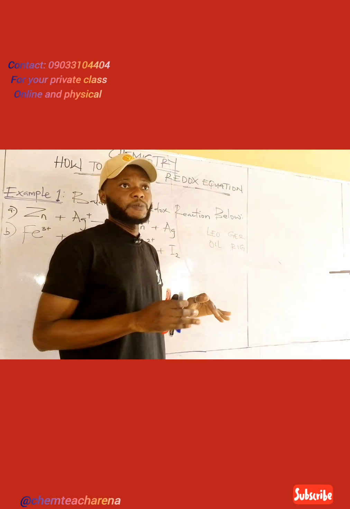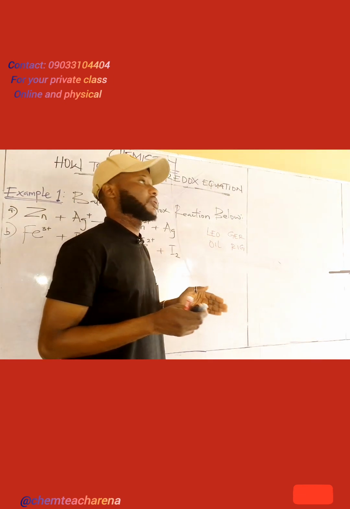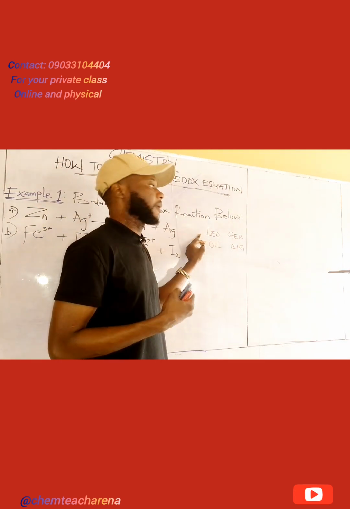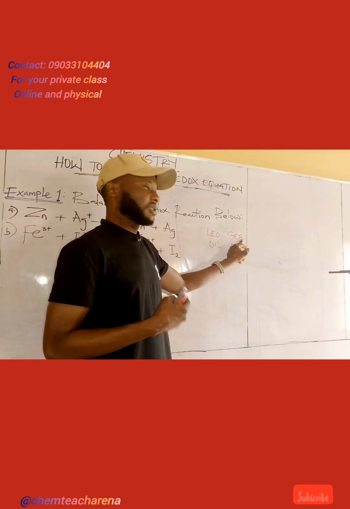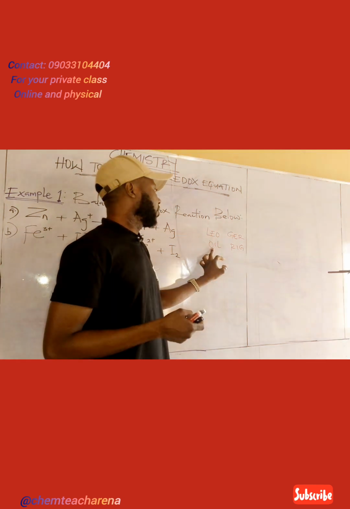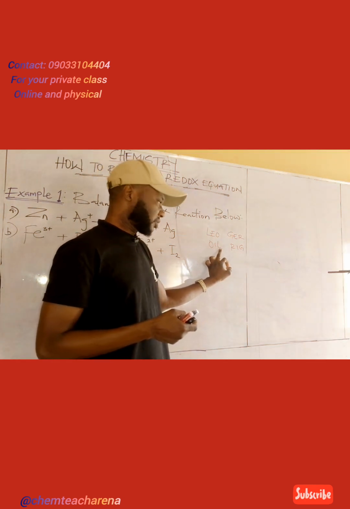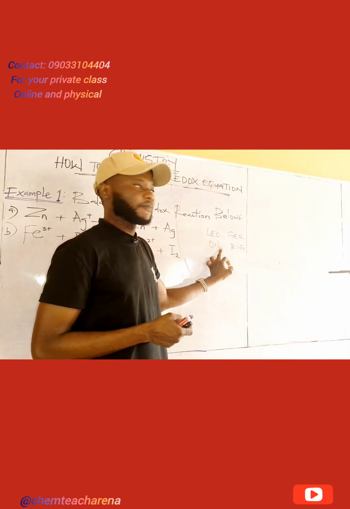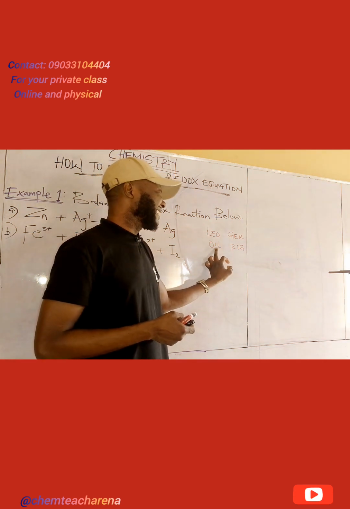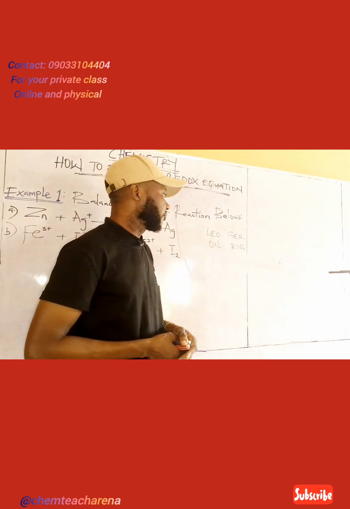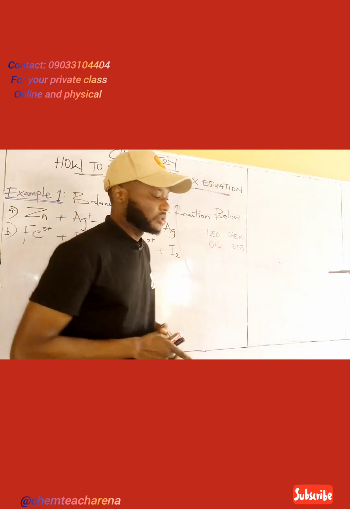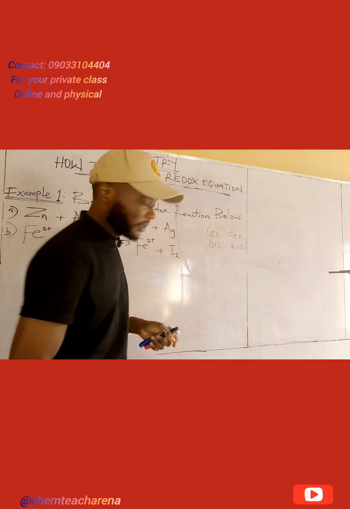If you are asked in an exam to define oxidation and reduction, you can quickly use this to remember. Loss of electron is oxidation. Gain of electron is reduction. That is the OIL: oxidation is the loss of electron, while reduction is the gain of electron. So that is how you can remember that.